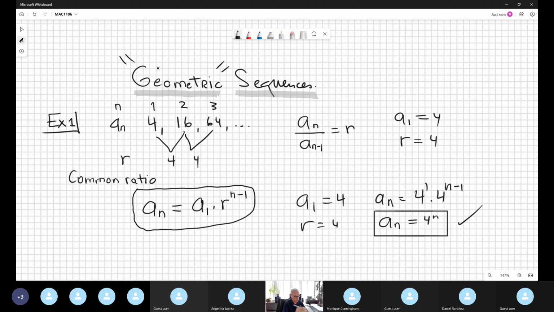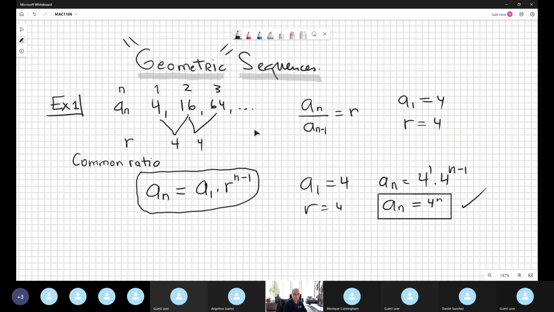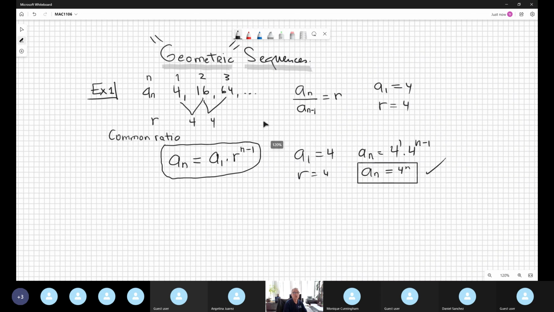Cool. Let's see another example, a little bit more tricky, complicated. It's the same formula. Suppose. Do you understand the geometric idea? Yes or no?